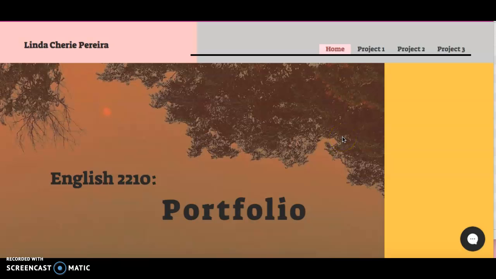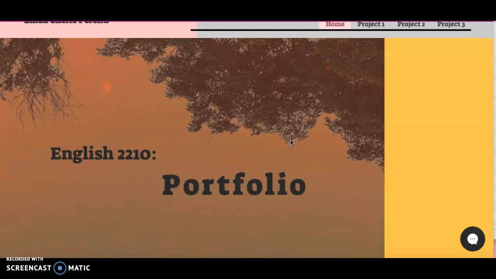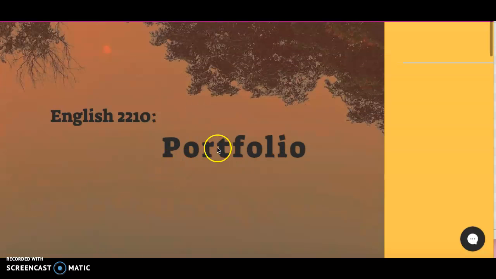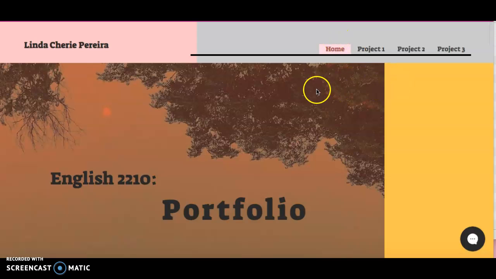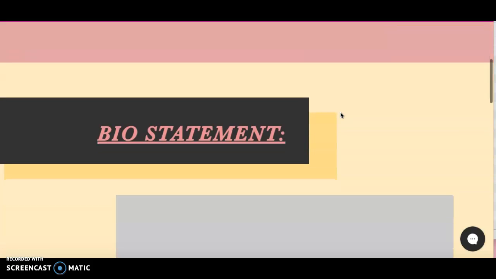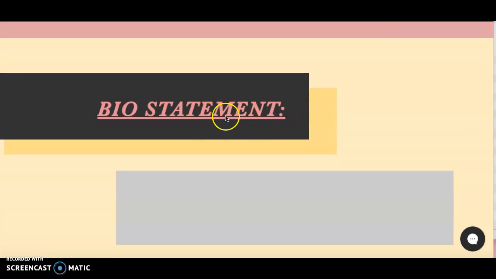For my portfolio website, I decided to use Wix.com to build the site, and this is my home page with my banner that shows my name and a clear title. Here, I tried to incorporate balance between the text and the color, and offsetting between the two color blocks and a picture in the text here. As you scroll down on the home page, then you'll see my bio statement.